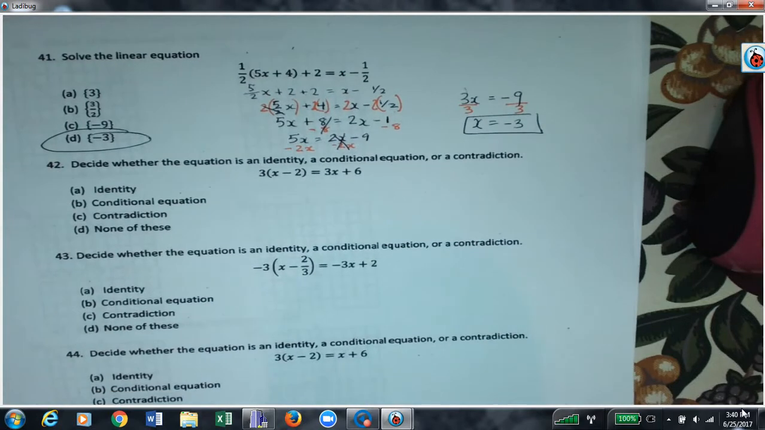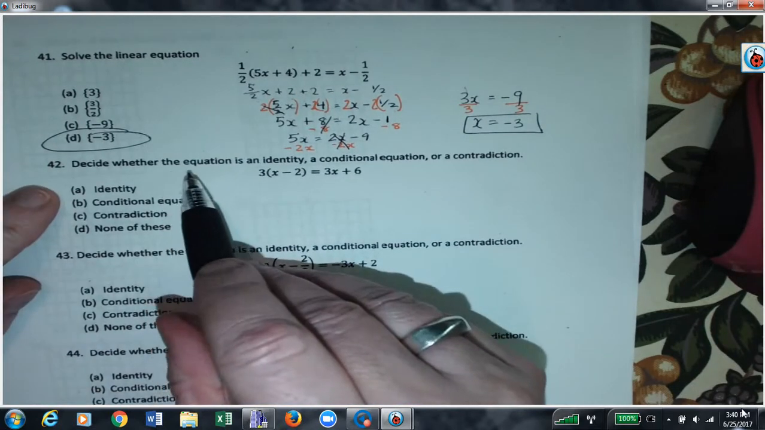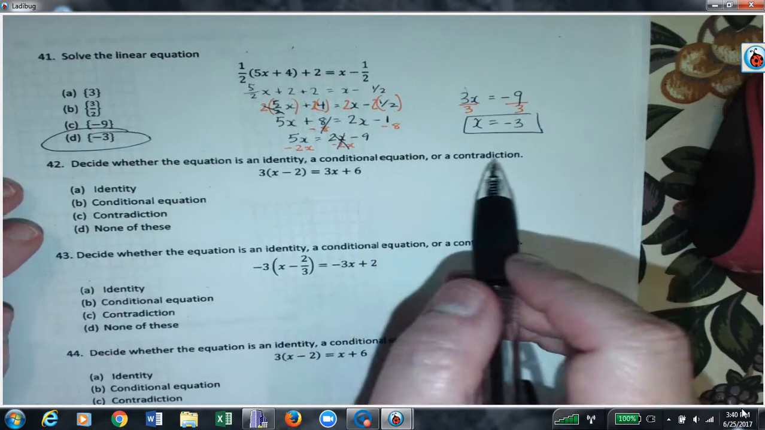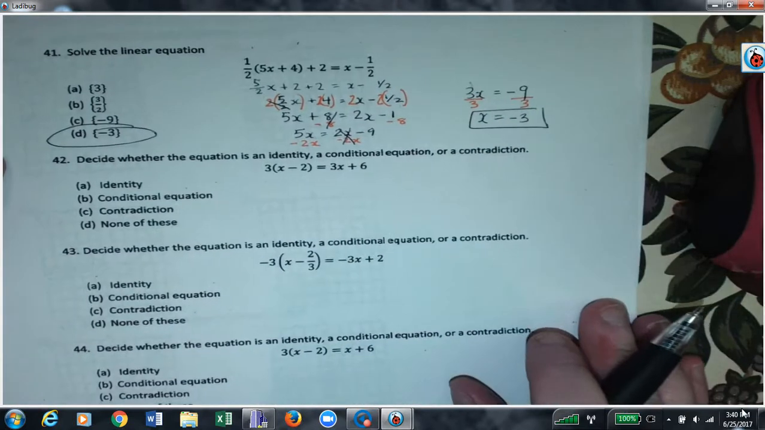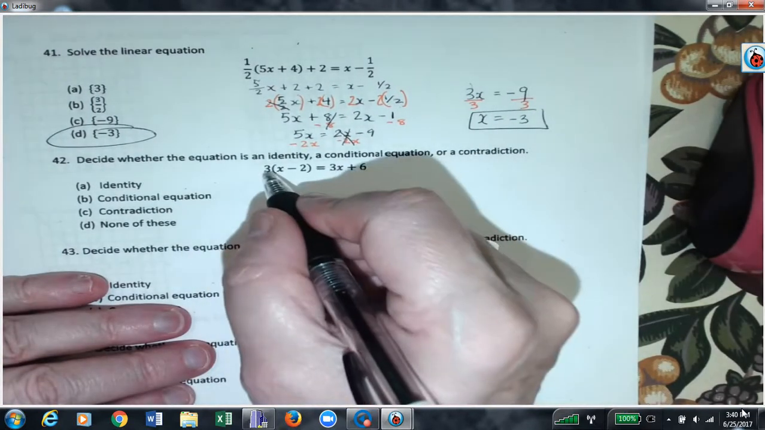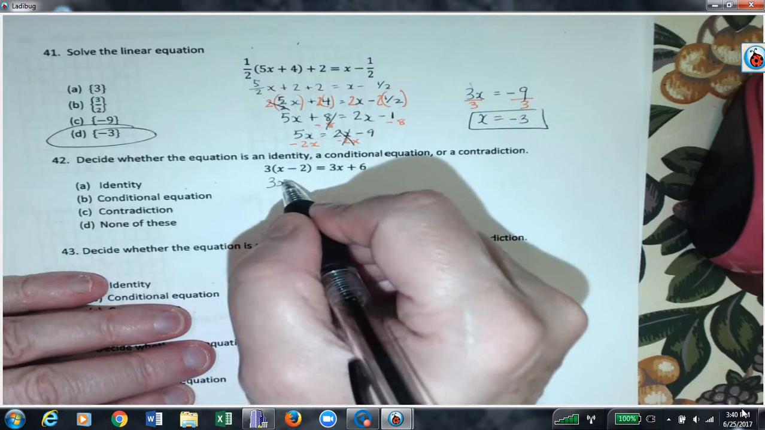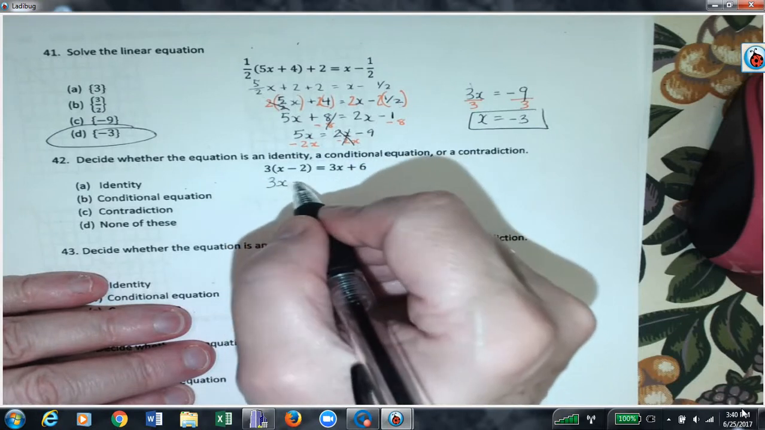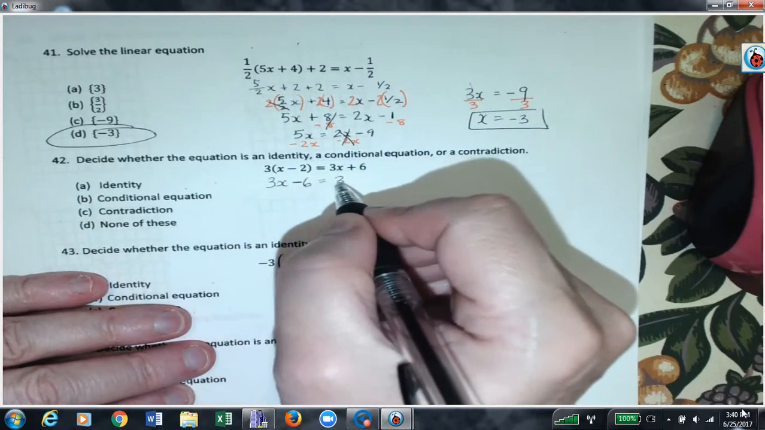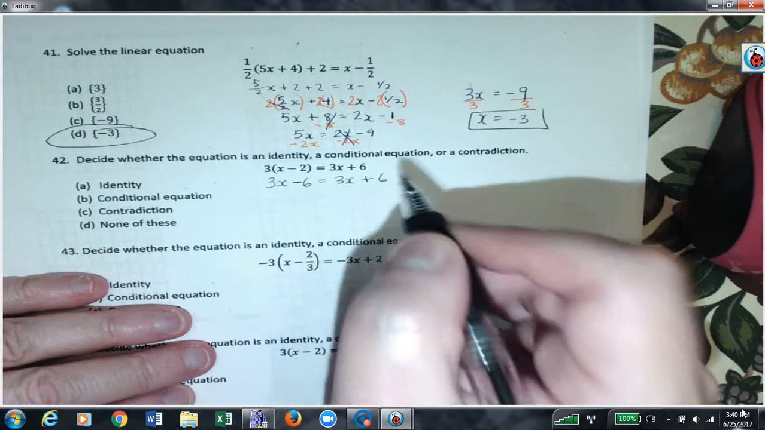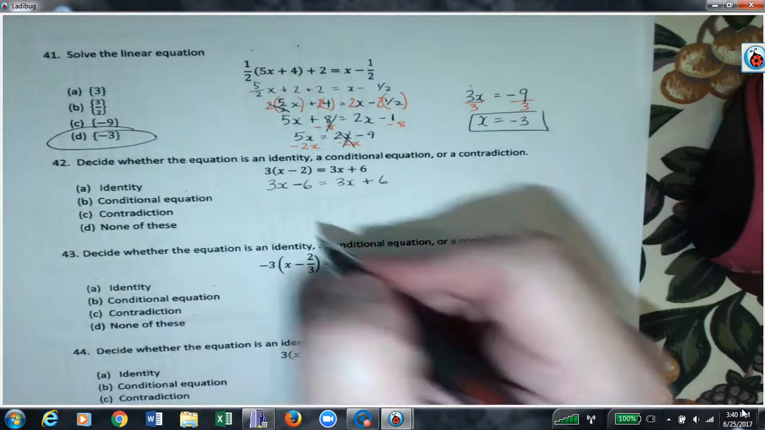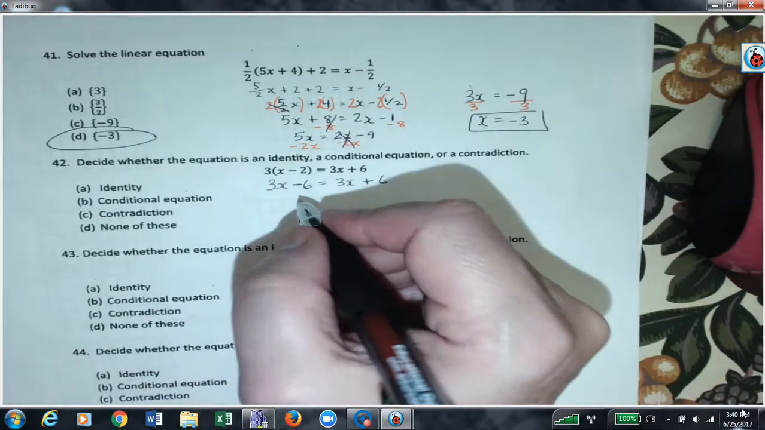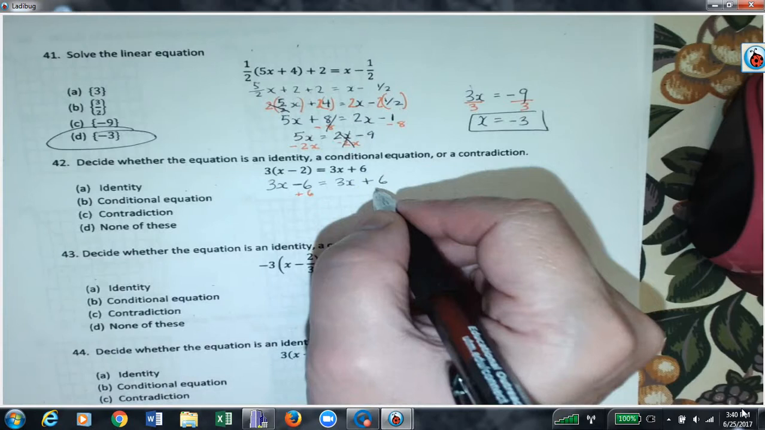Okay, number 42. Decide whether the equation is identity, conditional, or contradiction. Well, let's see what happens. I have to get rid of the parentheses. 3 times negative 2 is minus 6. So I can add 6 to both sides.